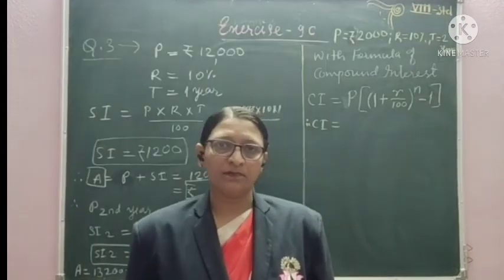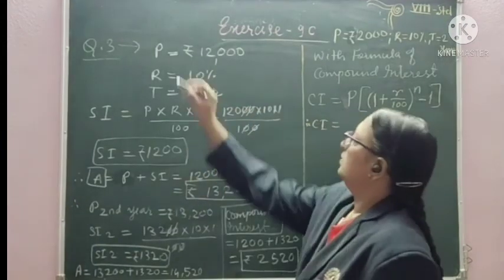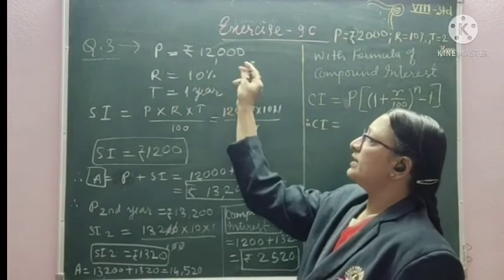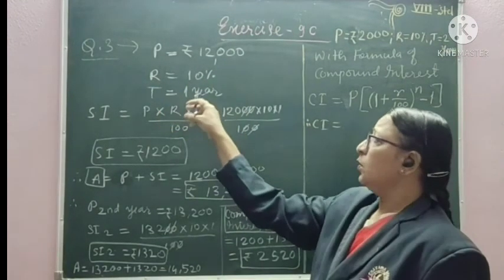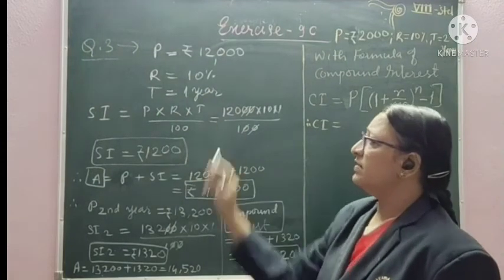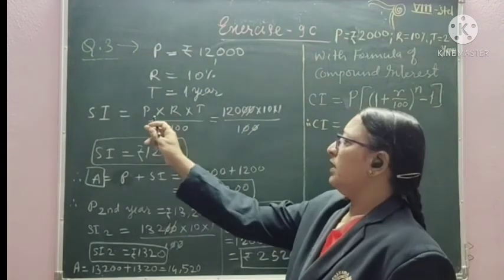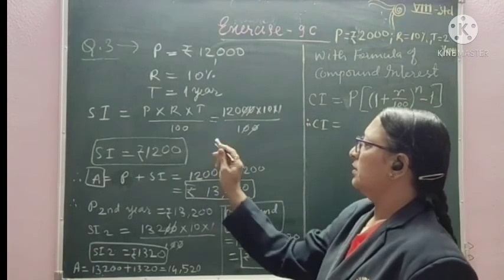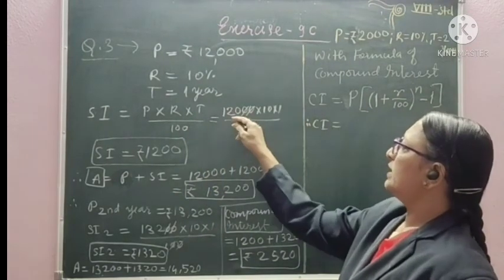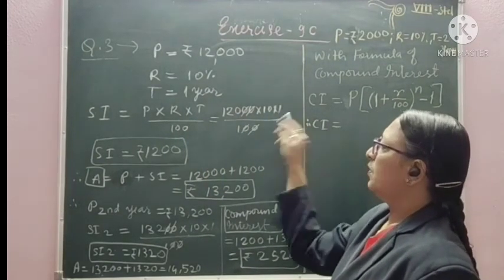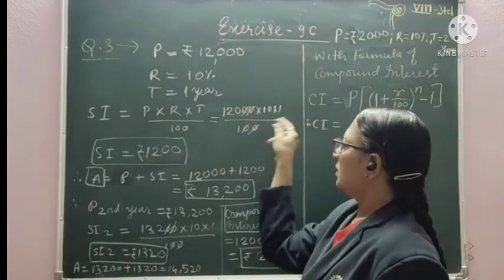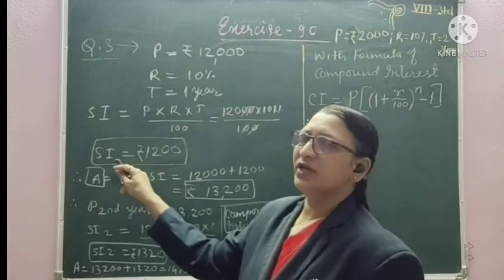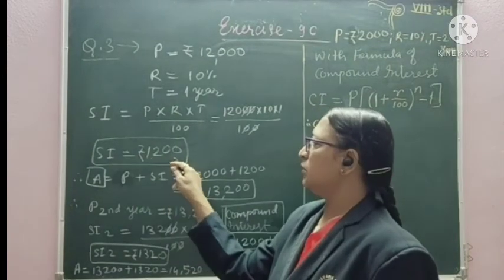Question number 3. In the third question, principal is given rupees 12,000, rate of interest is 10%, time is given 1 year. Simple interest we will calculate by the formula P into R into T upon 100. Let us substitute the values. 12,000 multiplied by 10 multiplied by 1 upon 100. Here 0 will get cancelled. So the product what will come is the simple interest, that is rupees 1,200.